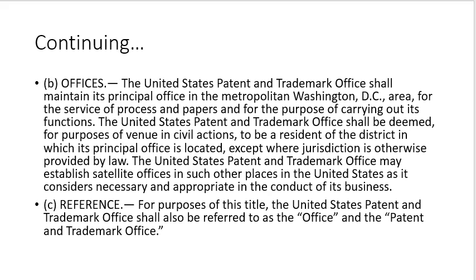Continuing on, the United States PTO shall maintain its principal office in the metropolitan Washington, D.C. area, for the service of processing papers and for the purpose of carrying out its functions. They're actually in Crystal City, which is in Virginia. Now notice the word service of process. The patent agency can get sued, and you have to know where the process takes place and the papers and summons and so forth need to be served properly.